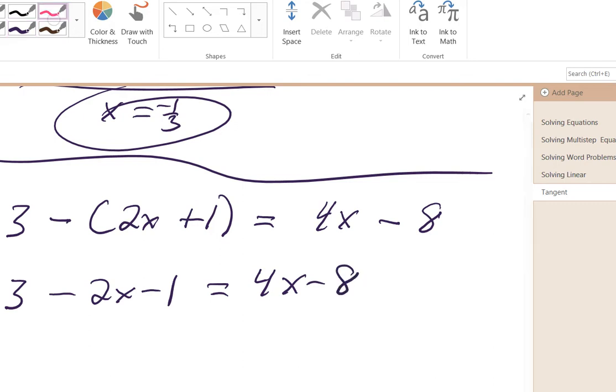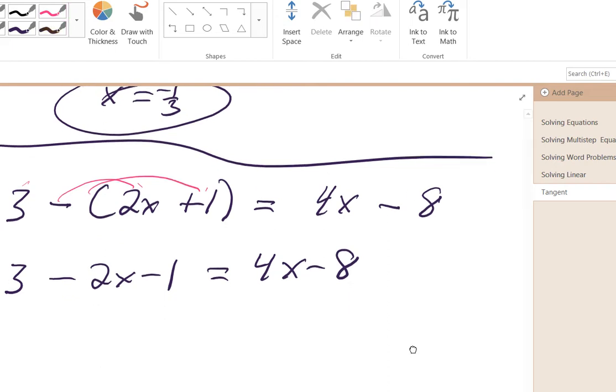Okay, common error. A lot of times some people will take this 3 and distribute that through because they're just not reading it. It's not 3 times that, it's 3 minus. So you want to make sure that you bring the negative through. Okay, the 3 just stays there. All right, so be careful with that. Okay, let's finish this one.